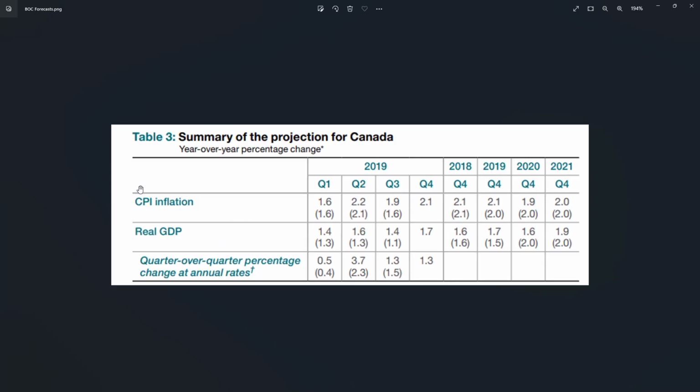Other central banks might give you a couple more other pieces of information, like the unemployment rate, for example. But with Canada, we've just got these two, so that's fine. We've got the projections, we've taken a look at them.